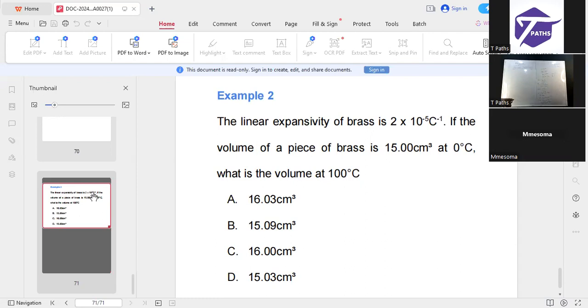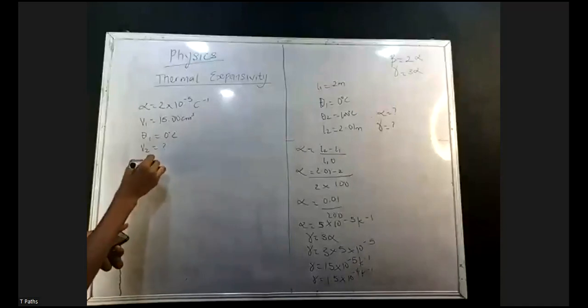So the question says, the linear expansivity of brass is 2 times 10 raised to the power minus 5 per Celsius. If the volume of a piece of brass is 15.00 centimeter cube at 0 degrees Celsius, find its volume at 100 degrees Celsius. So the volume at 100 degrees Celsius is what I'm looking for.